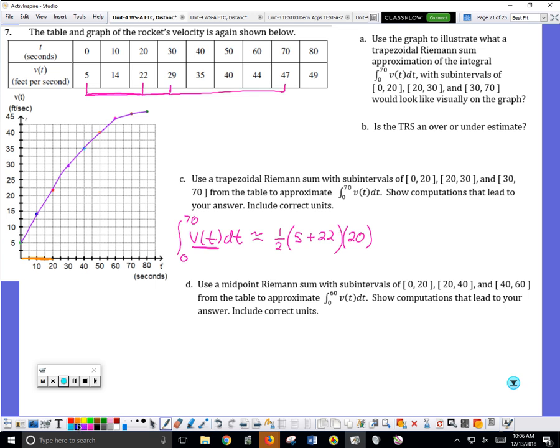So I take this height, which is 5, and then the other height, which is 22. And to create the trapezoid, I connect the two heights with a straight line.